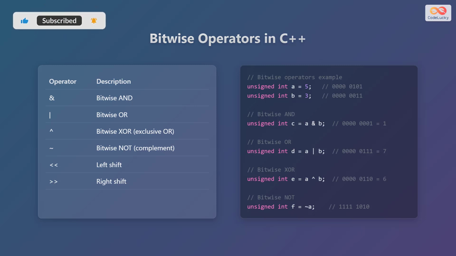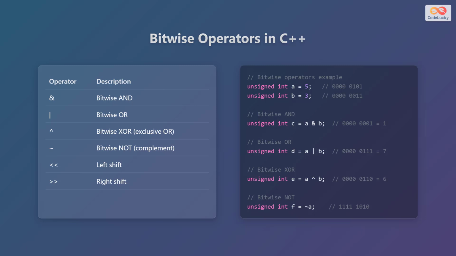We have unsigned int a equals 5, which in binary is 00000101, and unsigned int b equals 3, which in binary is 00000011. Unsigned int c is assigned the result of a and b. The bitwise AND of 00000101 and 00000011 is 00000001, which is equal to 1.